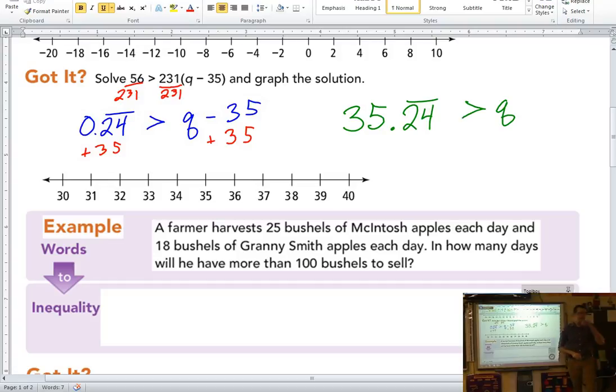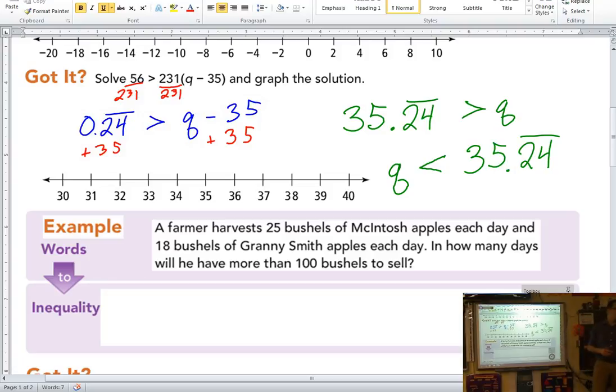Now here's the problem. My variable does not come first, so I either need to turn on my brain and think, or I gotta flip this around. So if I want my variable to come first, pick up the whole thing and turn the whole thing around. So put your Q first, but now my inequality is going to change direction, and then my number comes last. So instead of saying 35.24 is greater than Q, we can say Q is less than 35.24, repeating forever, of course.